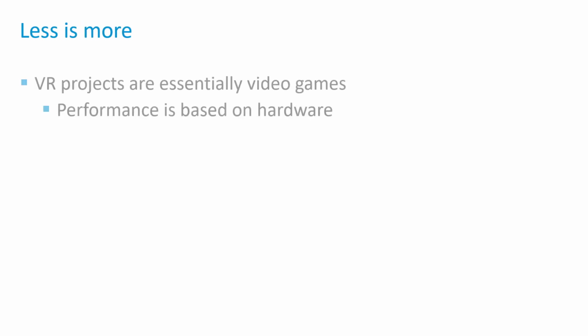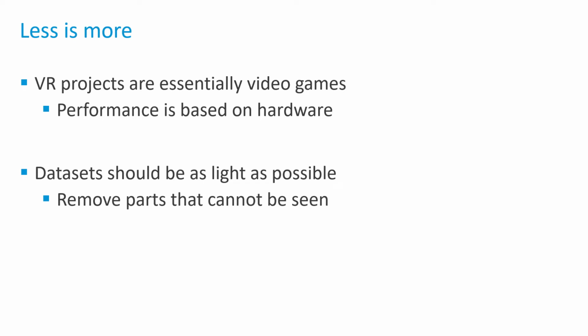So before we export, the one thing to keep in mind is that the end goal is to create a VR project. And VR projects are essentially video games, and video games are highly reliant on the hardware that they're run on for performance. So that means we need to remove any parts that we deem unnecessary to keep the dataset as light as possible. So any parts that can't be seen should be removed. So for example, if we never see the engine, we should remove it.